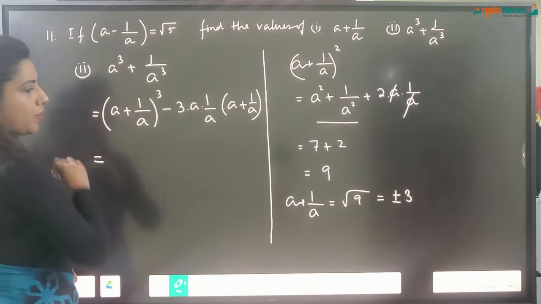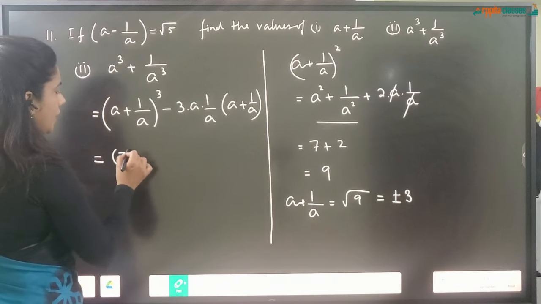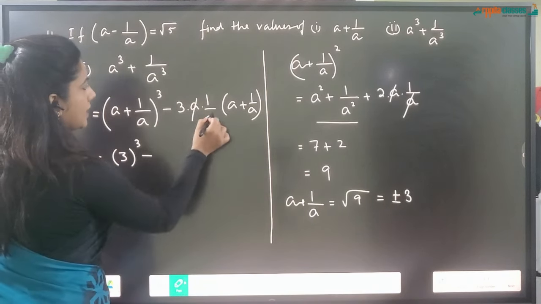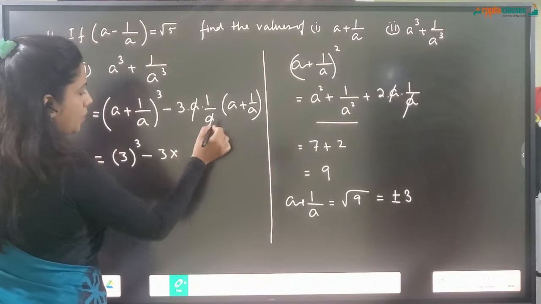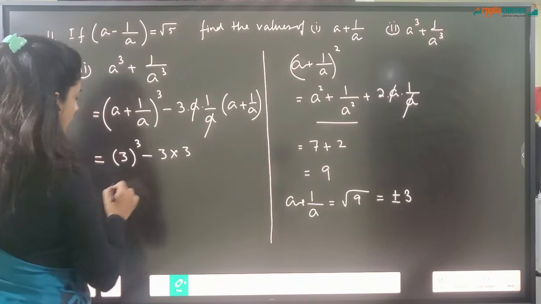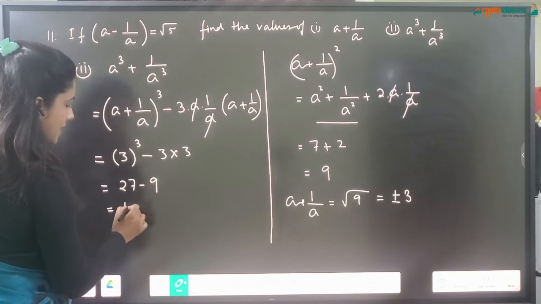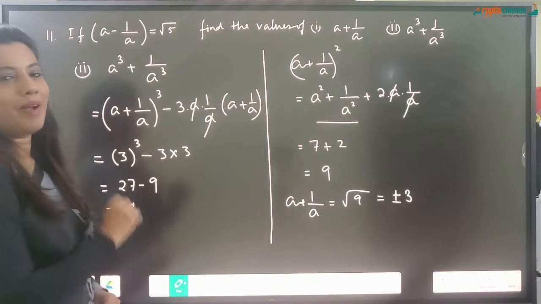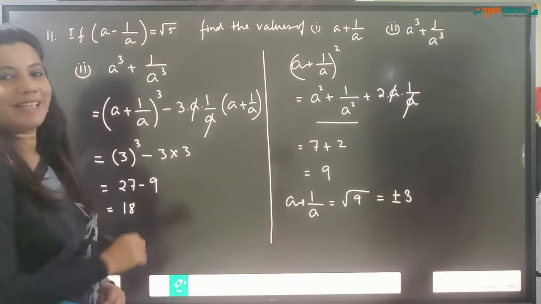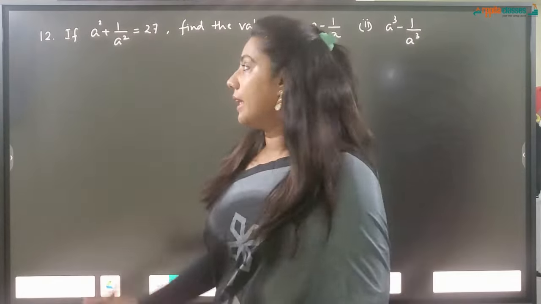So now a plus 1 upon a, I'll take the plus value, 3 whole cube minus, this will get cancelled, 3 into a plus 1 upon a is again 3. So 3 whole cube is 27 minus 9. So that is 18. So we got both the values of a plus 1 upon a and a cube plus 1 upon a cube. So now the next question is 12.